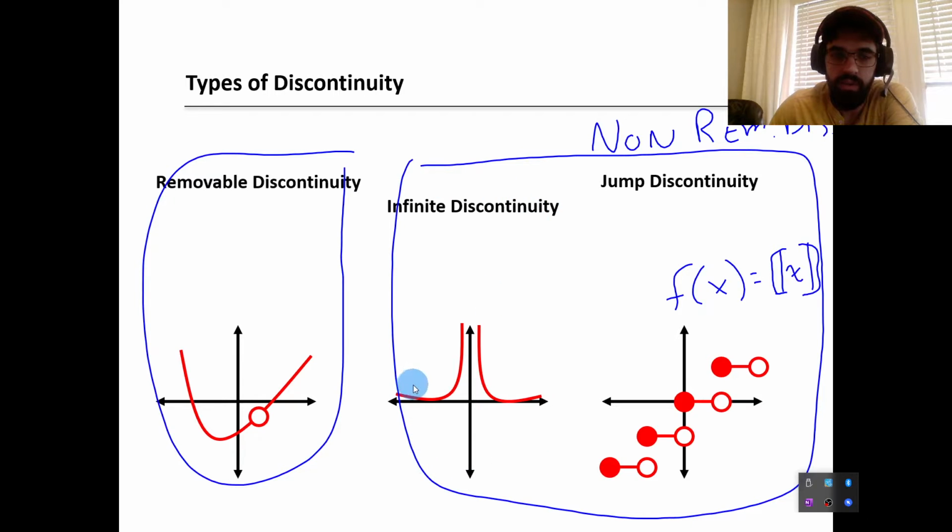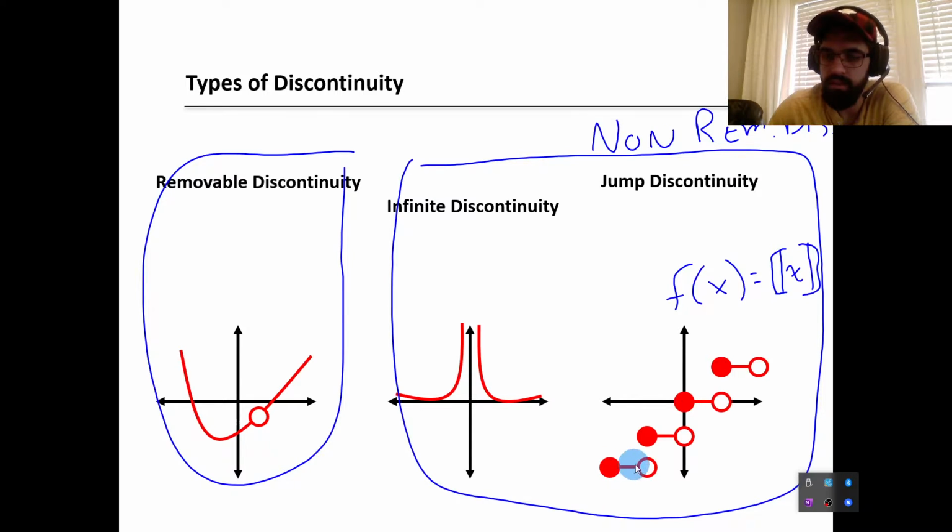Infinite discontinuity is when you have basically a vertical asymptote. So we have the left and the right bound both approach infinity or negative infinity, or one goes negative and one goes positive. Jump discontinuity is when we cannot remove the discontinuity just by filling a dot somewhere in a hole.